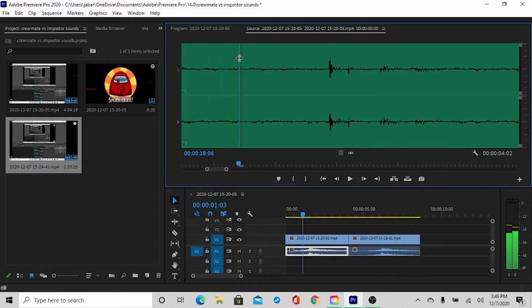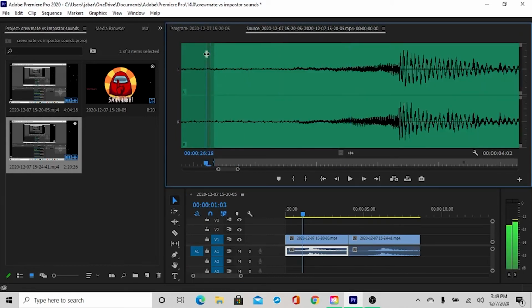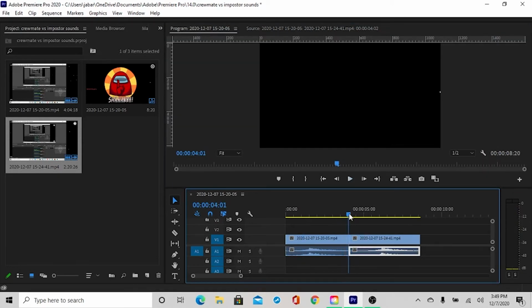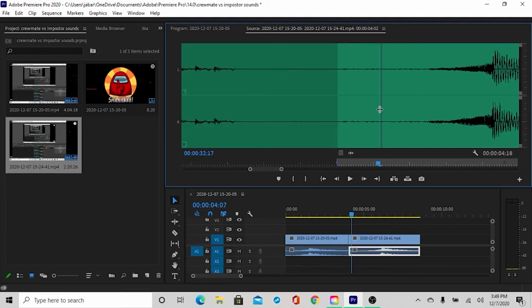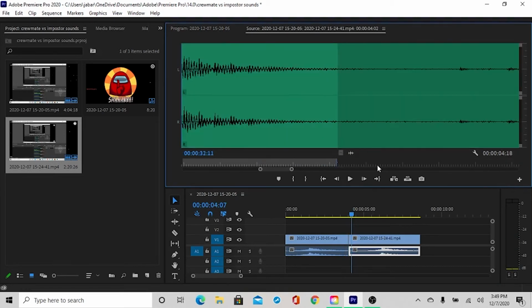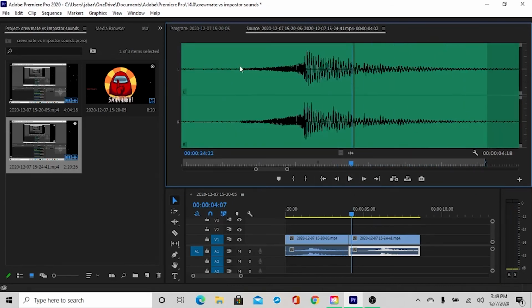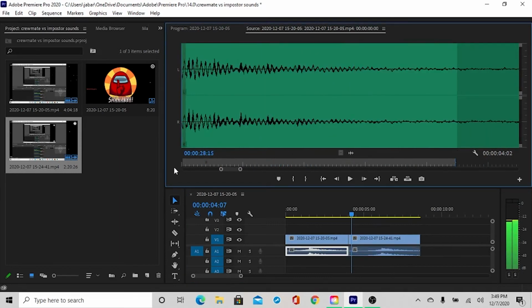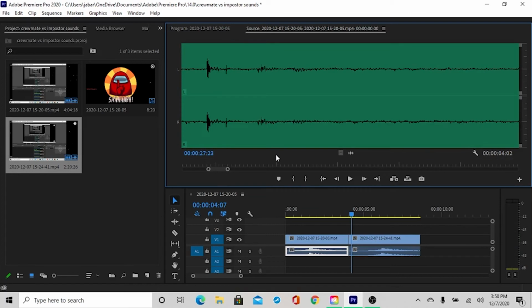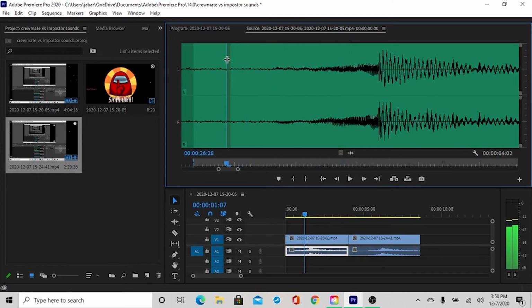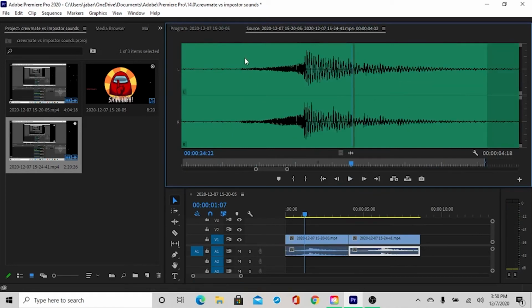So if you look at the wavelengths when I play this, let me play this real quick. See, it sounds the same, but it doesn't look the same. So there is a difference. There's a slight difference because here's Crewmate. See how it's shorter than Impostor? Impostor is a little longer. So Impostor's a little longer here, at these wavelengths, but Crewmate is shorter.